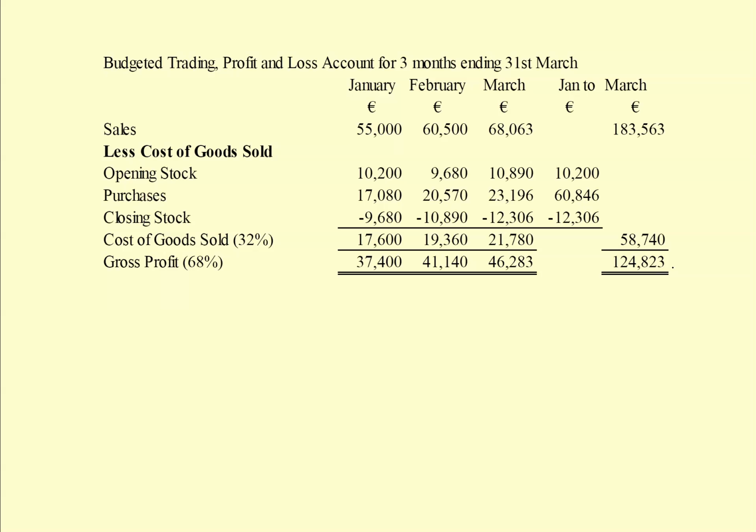So that is the budgeted trading account. Now we're not quite finished yet because we have to do the rest of the income statement, which is the profit and loss account. Now I do not need to do separate little trading accounts or separate little profit and loss accounts for January, February and March, because I have all the figures. There's nothing missing. The reason that we did these here was that we had to calculate the closing stock, but more importantly, we had to calculate the purchase figure for each month, which we will need for the cash budget.